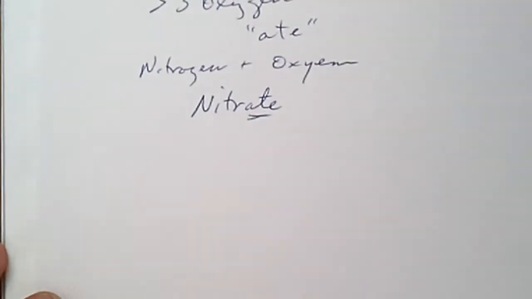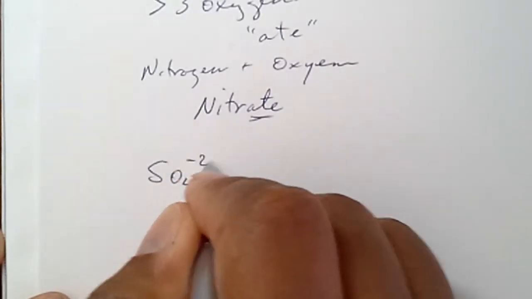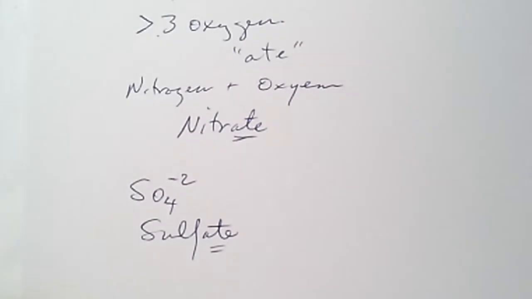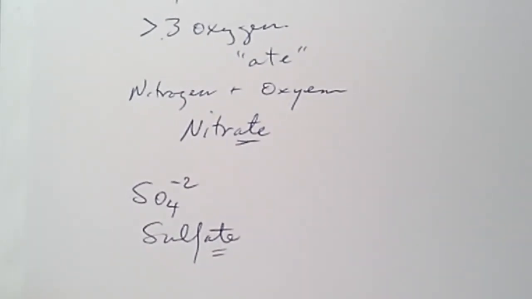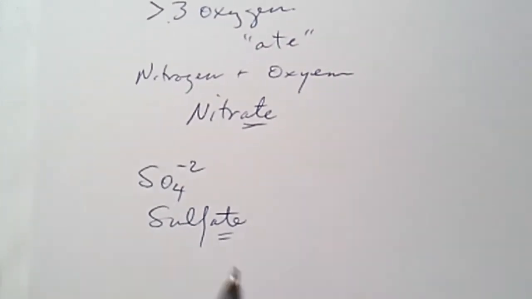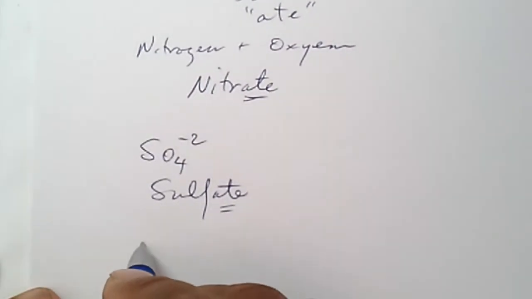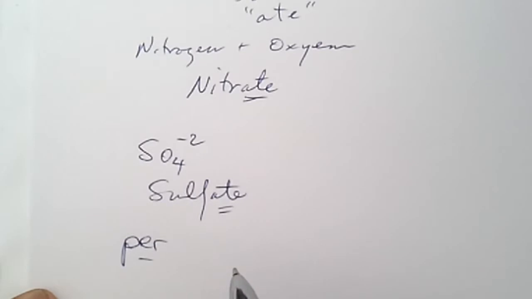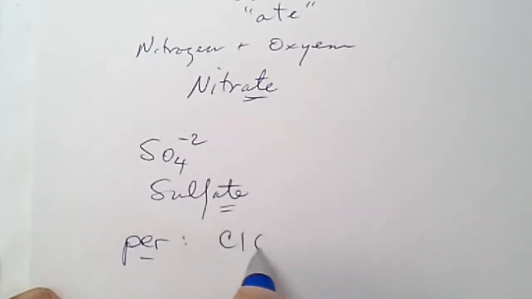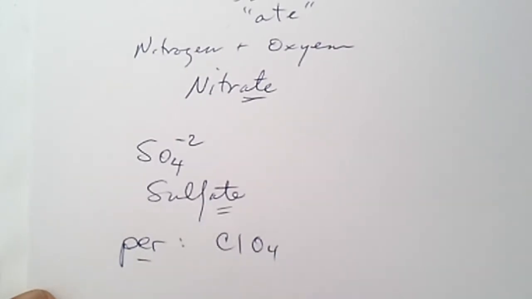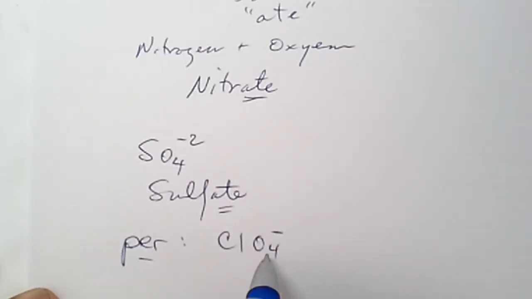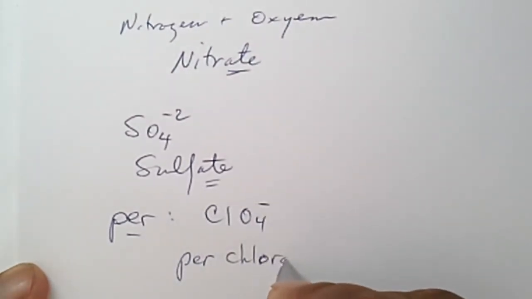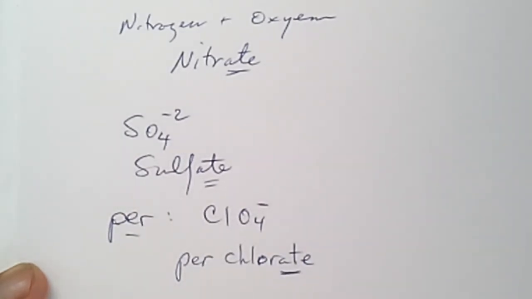Another example is another polyatomic ion, sulfate, again with greater than 3 oxygens. Under certain circumstances, and I believe we can use it here as well, we can refer to the larger number of oxygens with the prefix per. An example of that is chlorine with oxygen. We would call this perchlorate, again with the ATE.